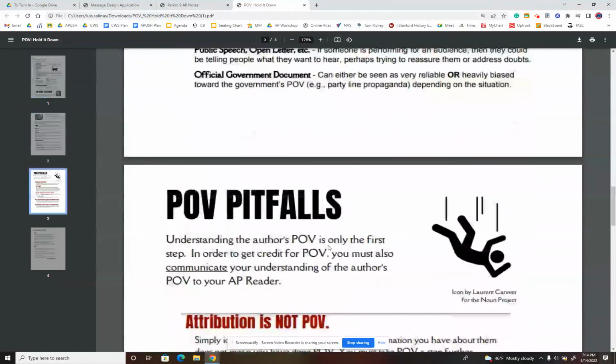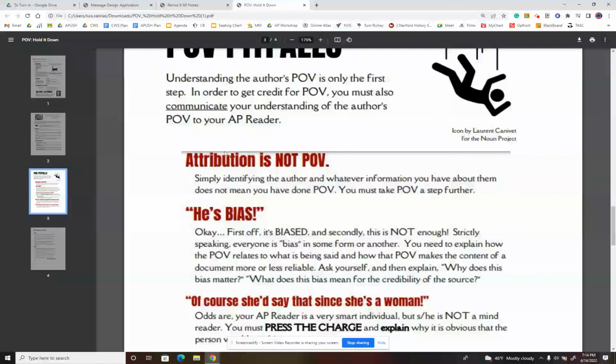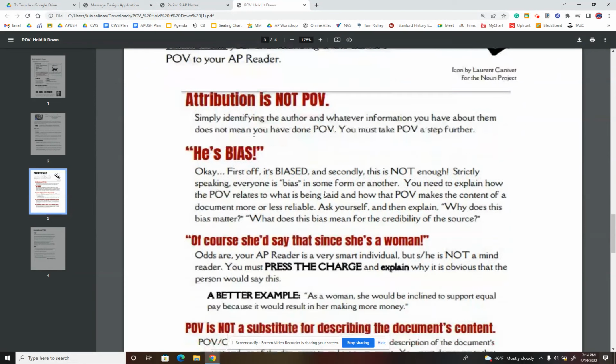I did create a point of view pitfall, and I talk about what point of view is not, because I think that's also important, right? One of the things that I often see from students is that just by describing what's happening, they think that that's point of view, and it's really not. Point of view really tries to look at it through their point of view and express that in their writing through analyzation. One common one I always find from students is, well, it's bias.